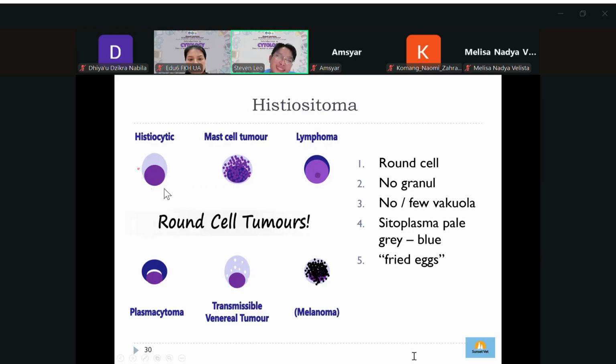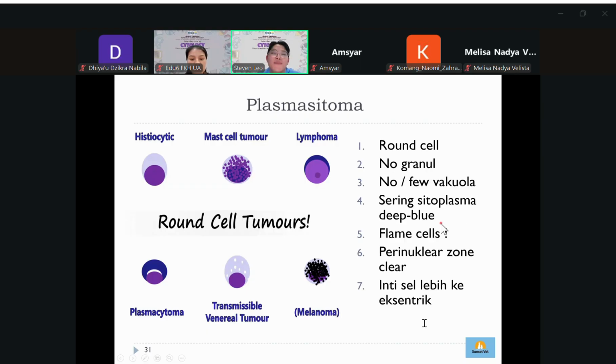Okay, let's say, Dr. Stephen, I do not see the granules and the vacuoles, so I'm going to eliminate mast cell, TVT, and melanoma. So the rest is only histiocytoma, lymphoma, and plasmacytoma. For histiocytoma, the cytoplasm is pale gray to blue. How about the plasmacytoma, which is like this one? It's typically round, no granules, no vacuoles, but the cytoplasm is deeper blue, more black. Sometimes you're going to see flame cells, and the perinuclear zone is clear.